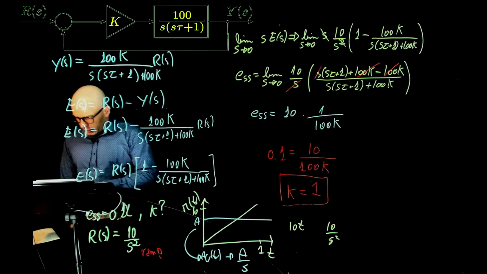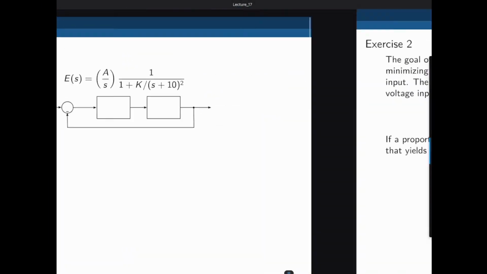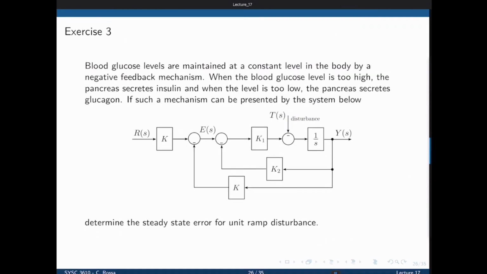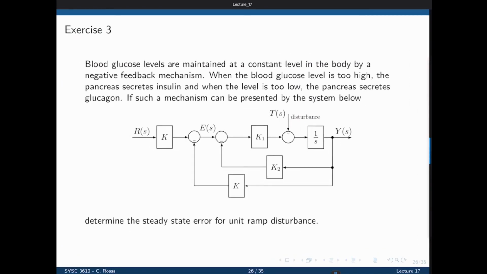All right, so if there are no questions, let's do one more. Let's do exercise 3. I'll let you read it as I erase the whiteboard, and then I'm going to get to it. See, in the previous example, if you selected the wrong K, then we would probably be delivering not enough air through the ventilator because the steady state error would be too big. But this one is a bit different.